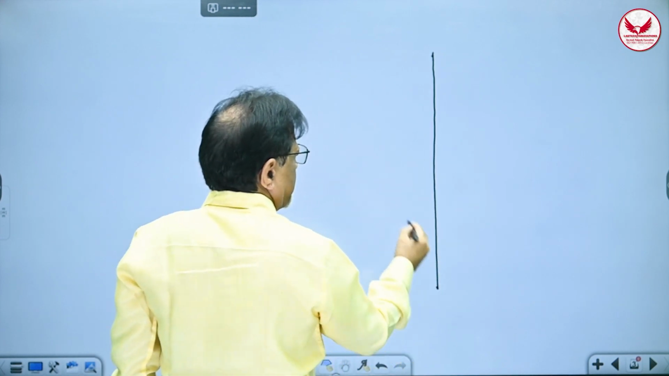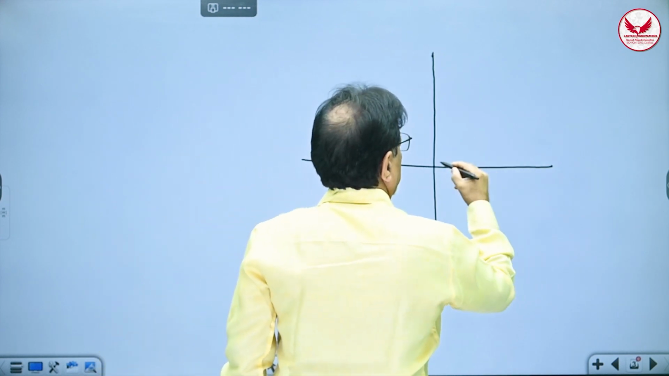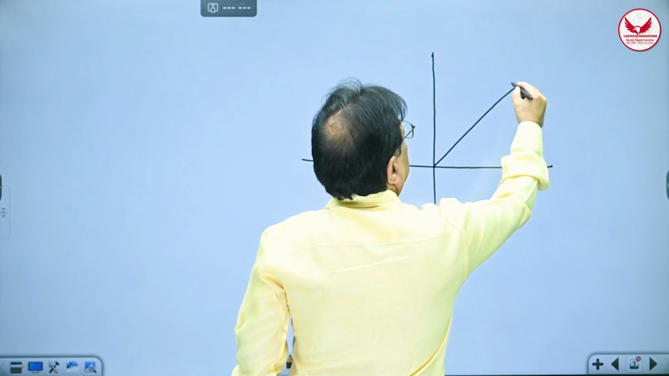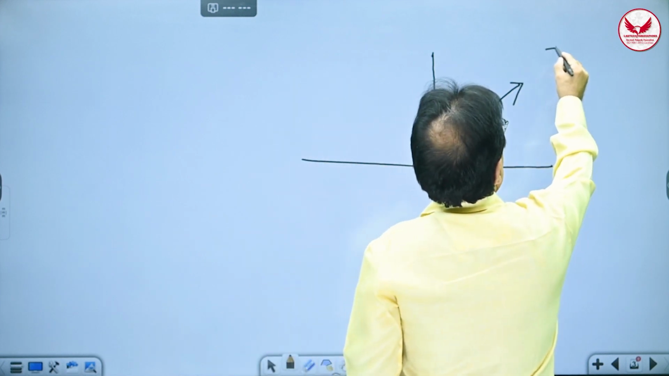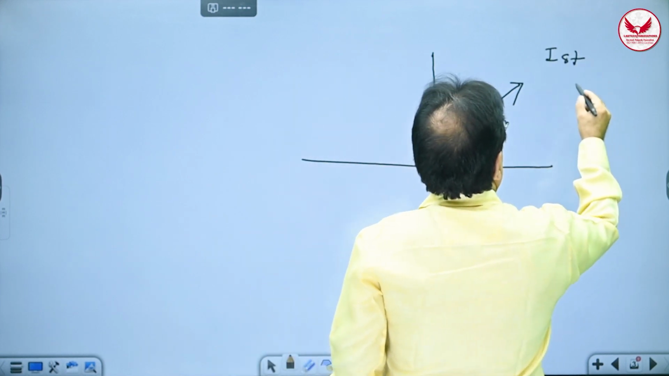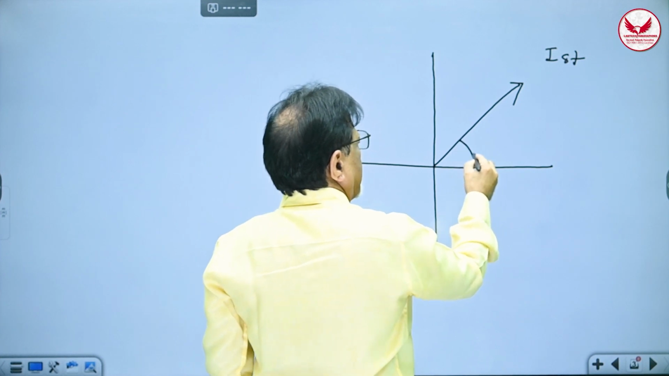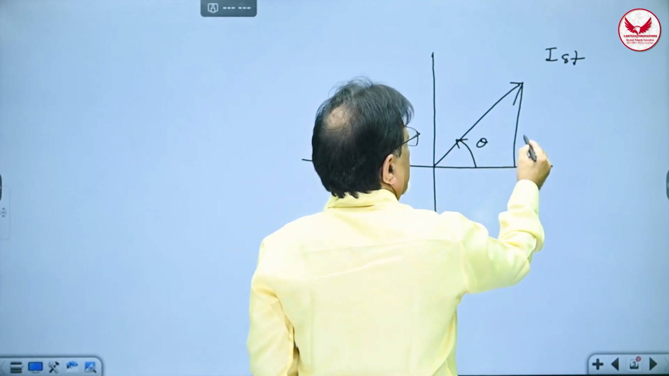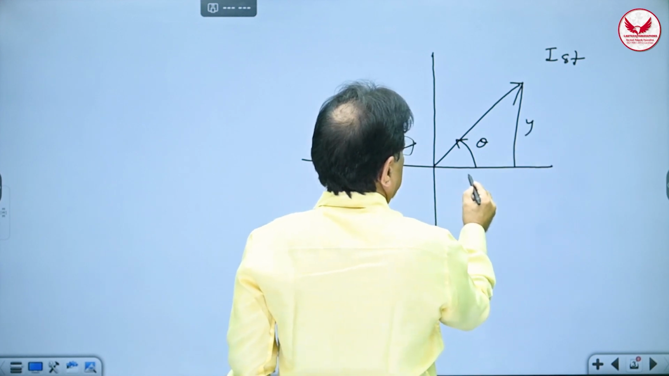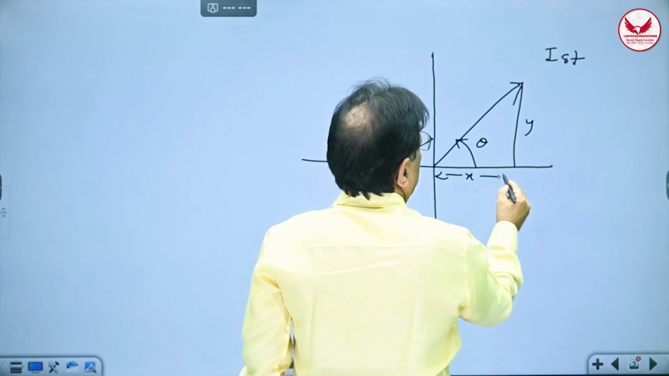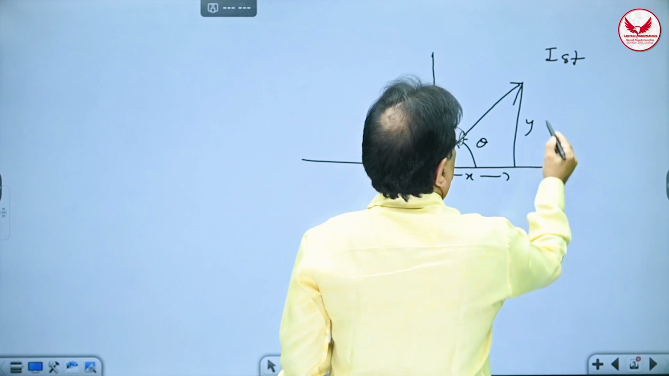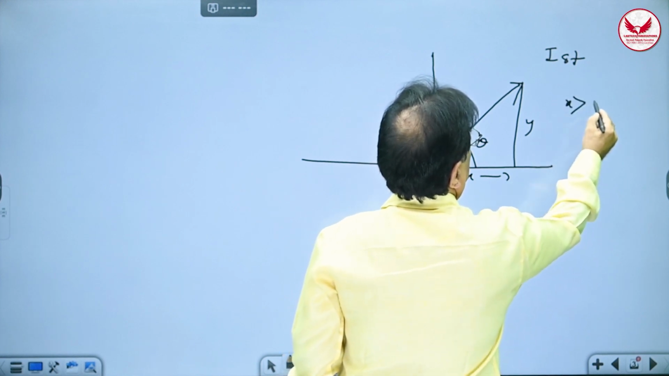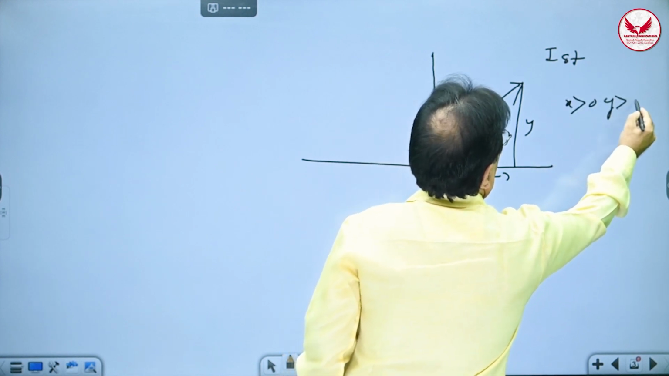There are four quadrants, right? So suppose you are in this quadrant. This is the first quadrant. In the first quadrant, this is the angle theta. So here, this will be y and this will be x. Fortunately, here both are positive. So x is positive, y is positive.